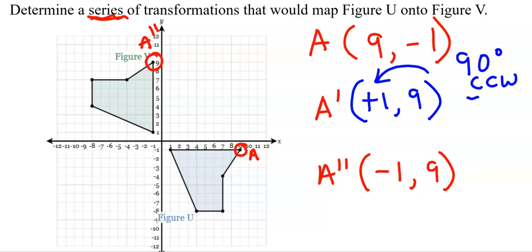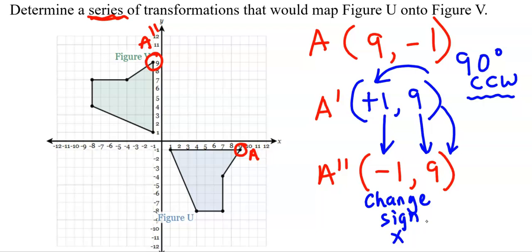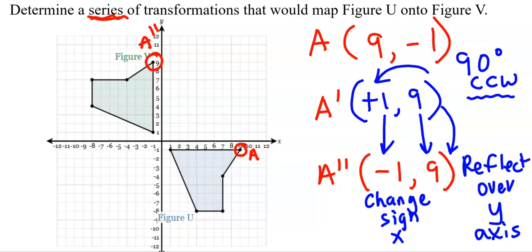After a 90 degrees counterclockwise rotation about the origin, I now need to get to this new location. And my points are almost perfect, except I need to change the sign of this x-coordinate. And in order to change the sign of an x-coordinate, you need to reflect over the y-axis. And when I do, that +1 will become this -1 that I need. So those are my 2 transformations, 90 degrees counterclockwise rotation and a reflection over the y-axis.